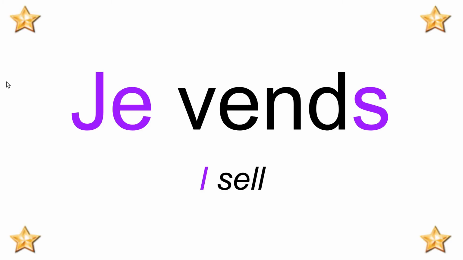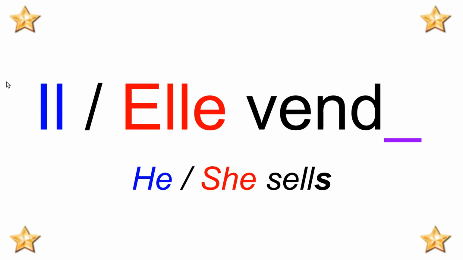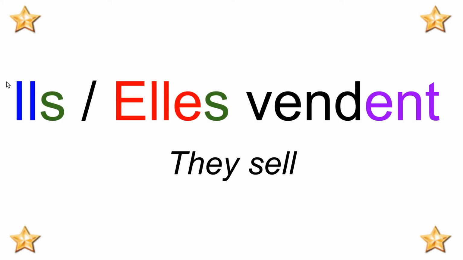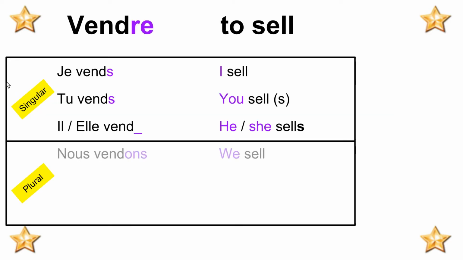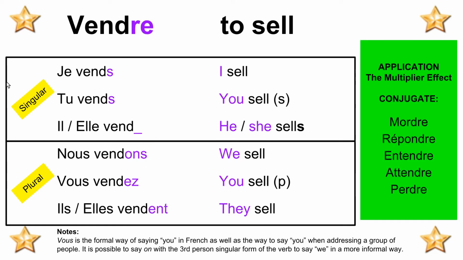Let's look at the verb in its individual forms now. Singular. Je vends, I sell. Tu vends, you sell. Il, elle vend, he or she sells. Now the plural forms. Nous vendons, we sell. Vous vendez, you sell. Ils, elles vendent, they sell. And here's just a quick recap of those endings one more time.